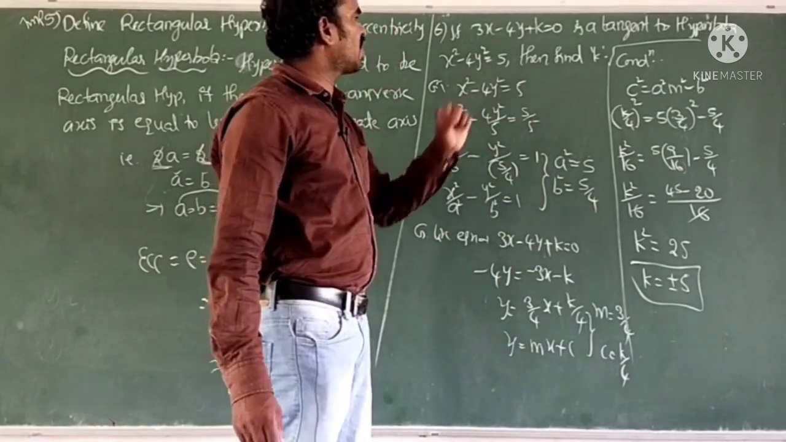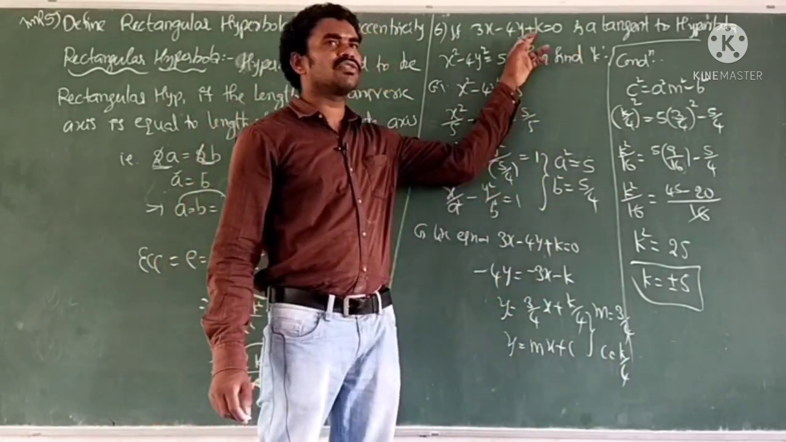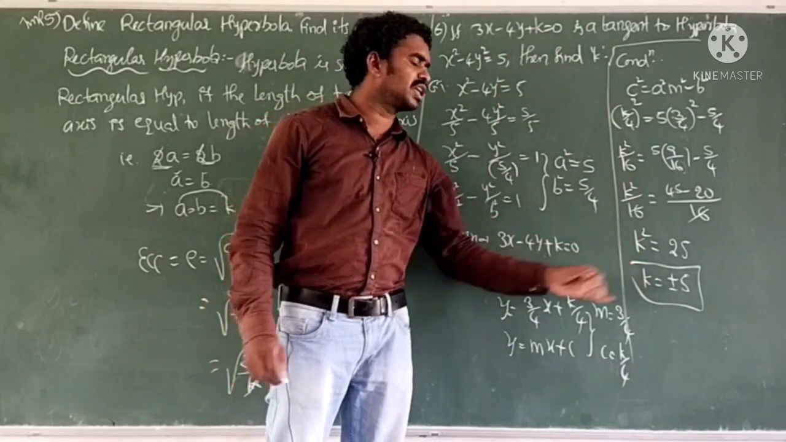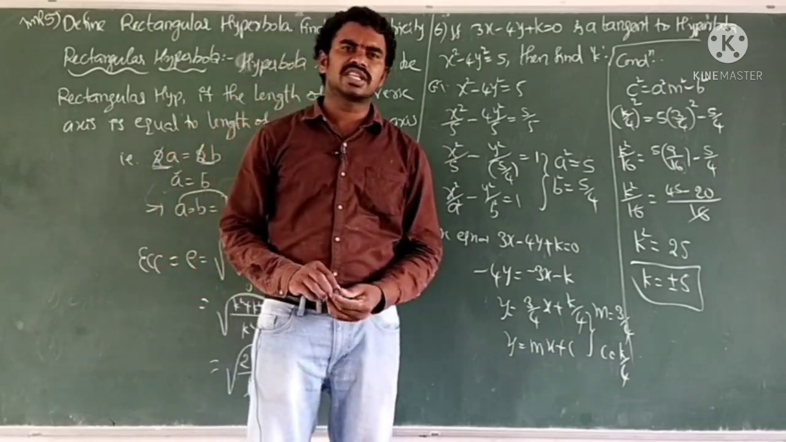The question is only asking to find k. K means constant. A constant may be negative or positive, so that's why we can represent it as plus or minus 5. So this is the answer. So next, 7th question.